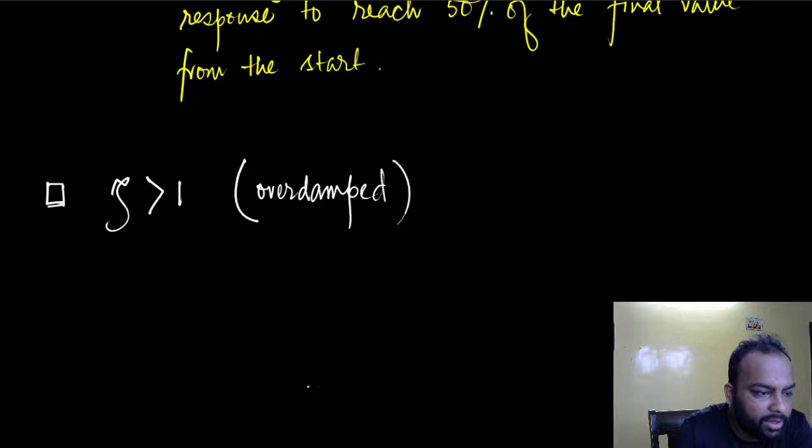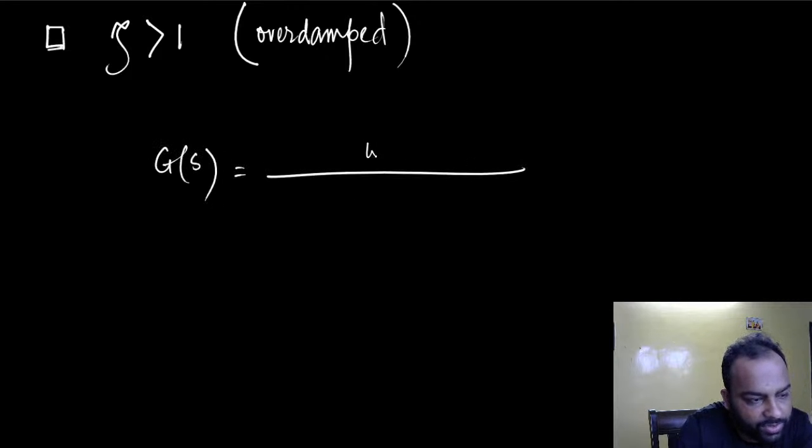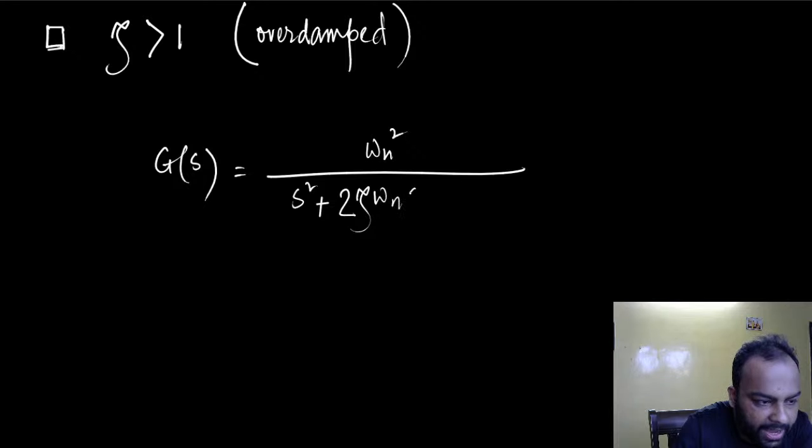Again, if I write down G(s), which is the transfer function of the system we have been dealing with, that's s square plus 2 zeta omega_n s plus omega_n square.